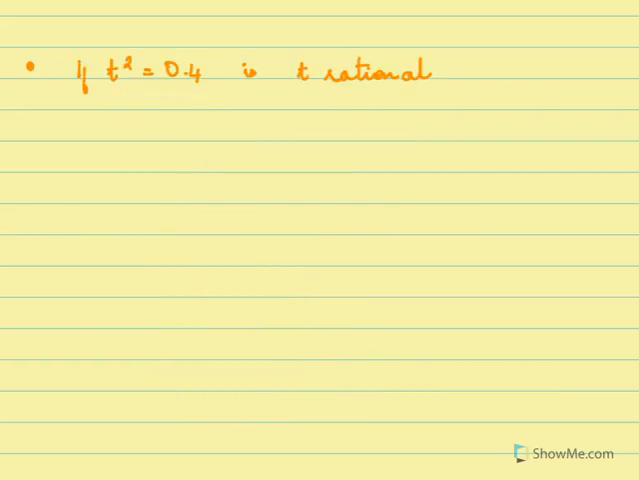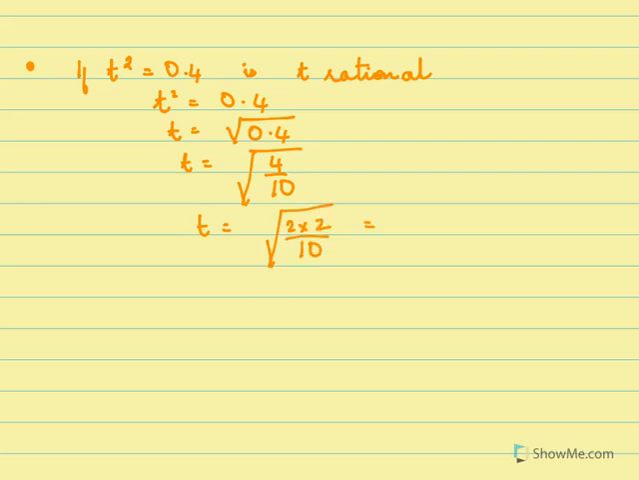If t square equal to 0.4, is t rational? So t will be under root of 0.4, which will be under root of 4 over 10. So t will be under root of 2 into 2 over 10, which is equal to 2 over under root 10. So this is irrational, because under root 10 is irrational.